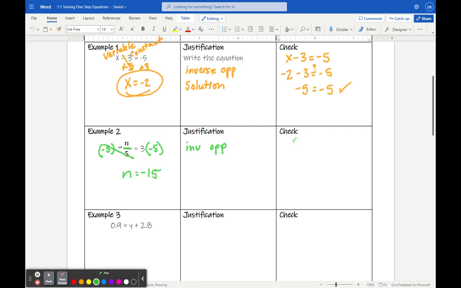Of course, I'm going to come check. So n over negative 5 equals 3. Negative 15 over negative 5 could possibly equal 3. Negative divided by negative is positive. 15 divided by 5 is 3. So that does check out because I have the same value on both sides. My solution is n is equal to negative 15.